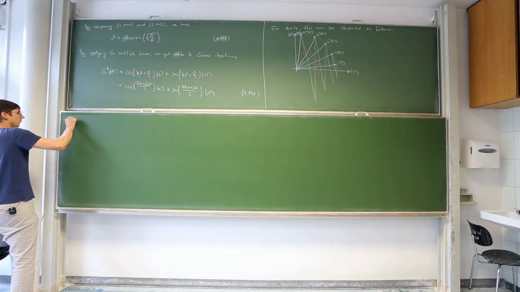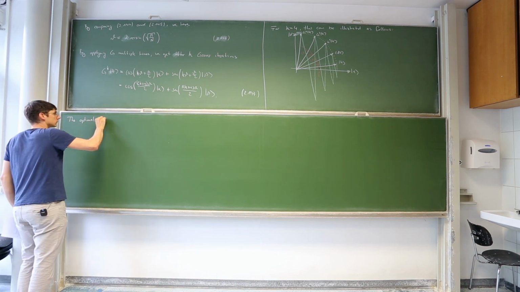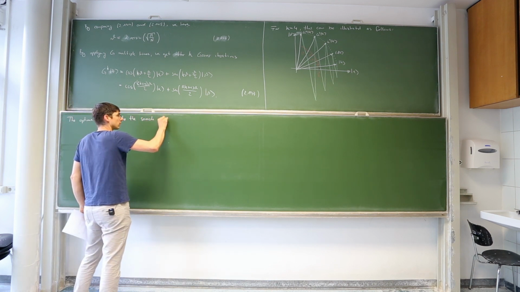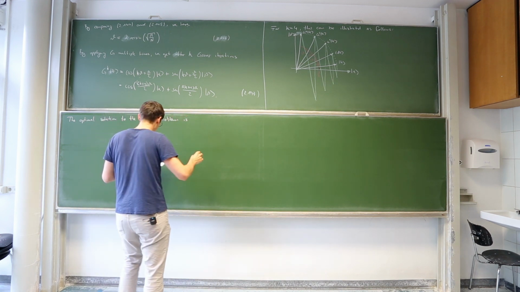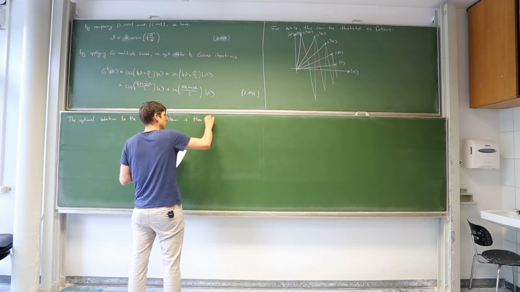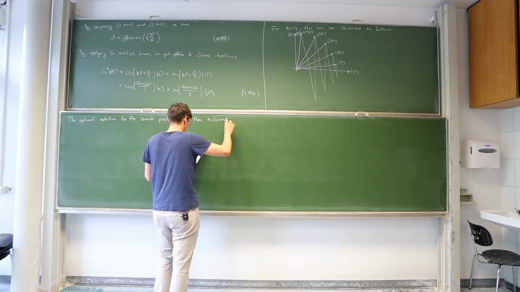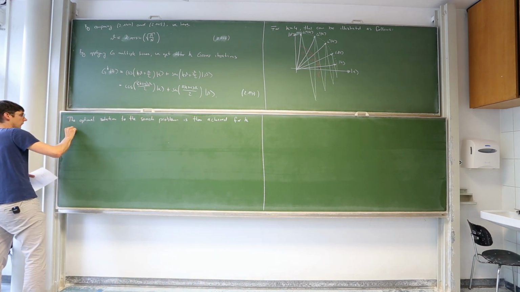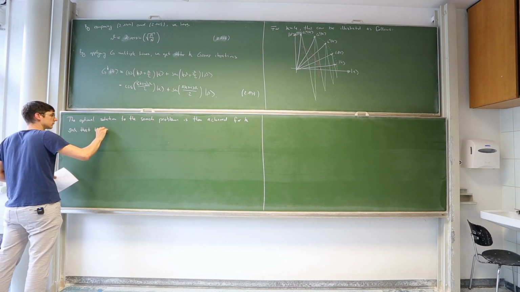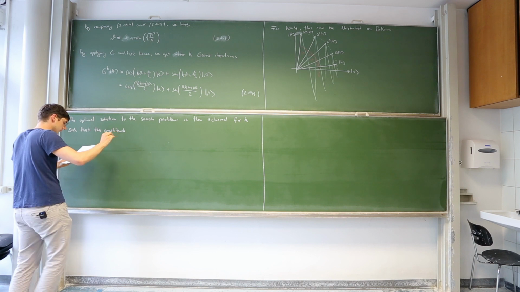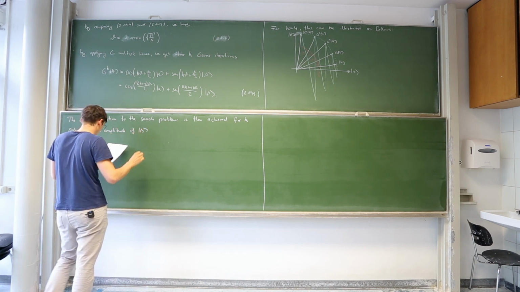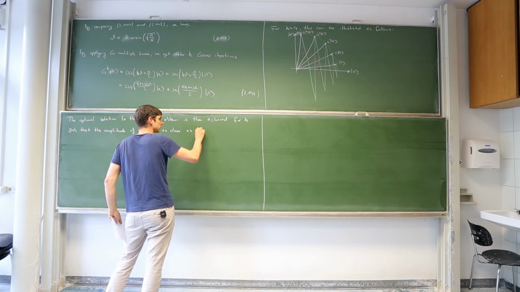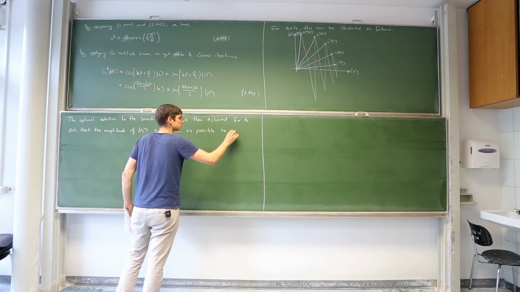So the optimal solution to the search problem is then achieved for k such that the amplitude of beta is as close as possible to 1.